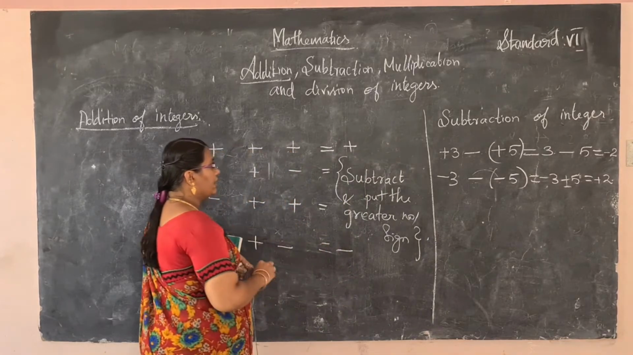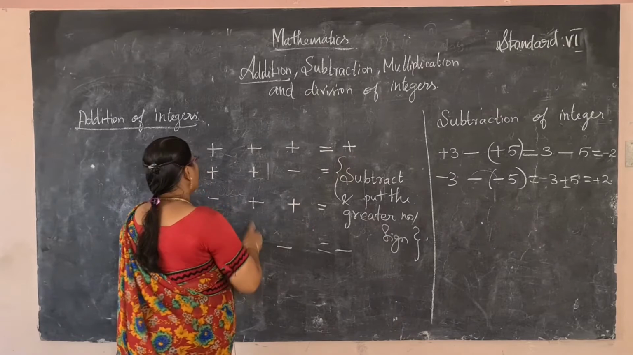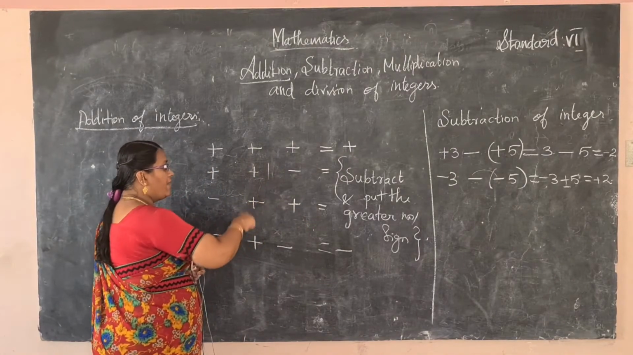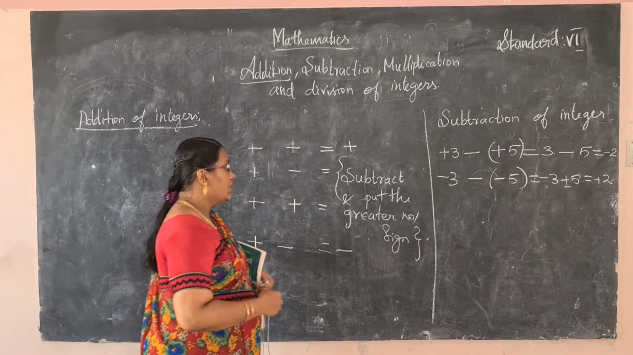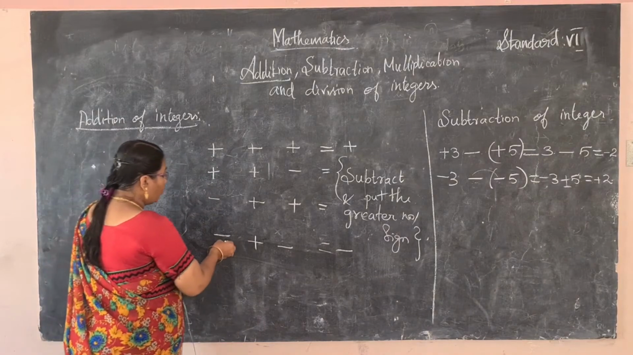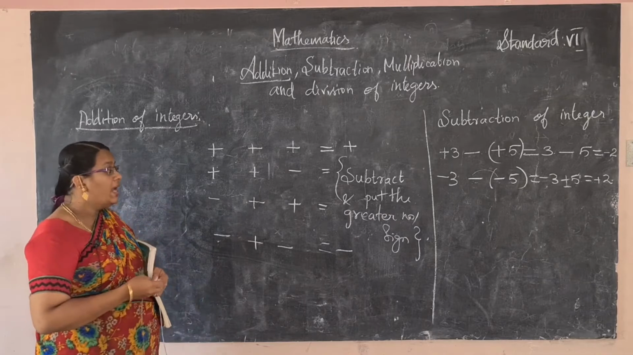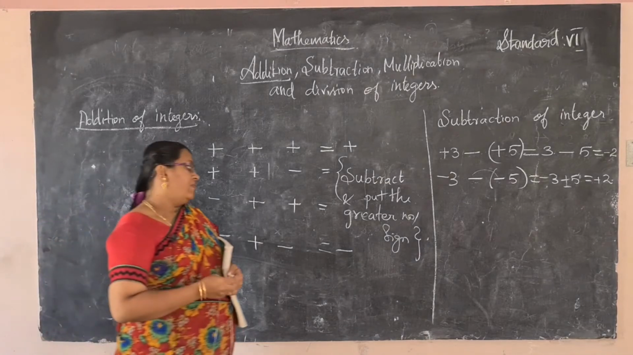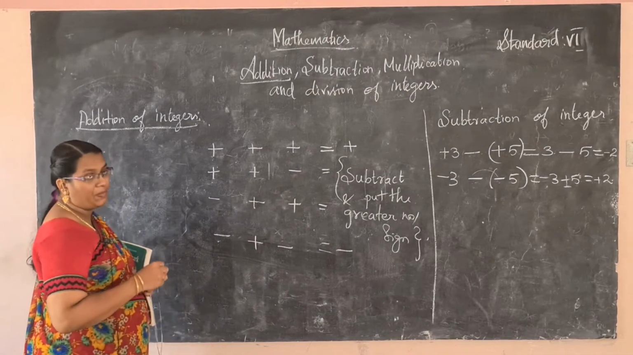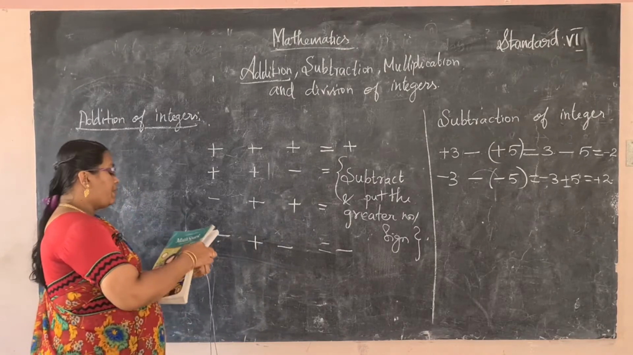Okay, calculate carefully. Plus plus plus, we get plus. Two different signs, plus or minus, or minus or plus, when we add two integers, we subtract and put the greater number's sign. And then the final one: when we add two negative integers, we get the negative value. Okay, I hope you have understood the concept of addition and subtraction of integers. Now you will see examples related to addition and subtraction.